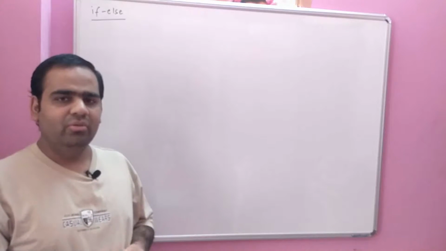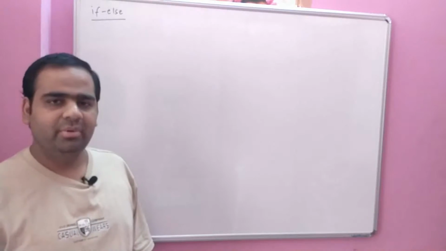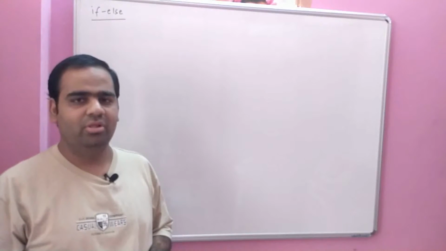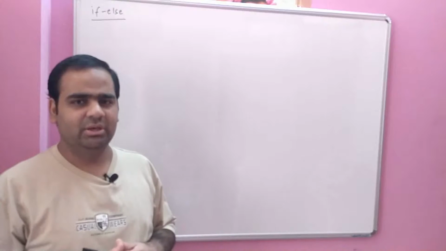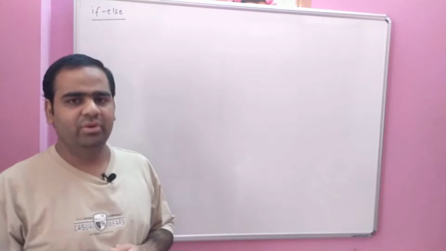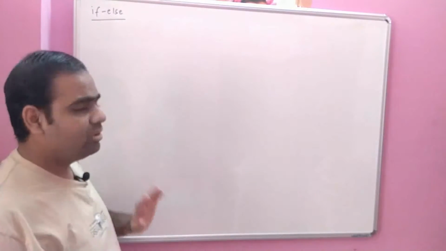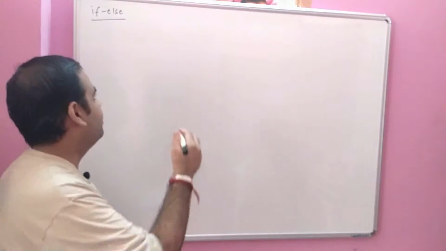Now, we want to do a certain set of statements if the condition is true and another set of statements if the condition is false. That is a two-way selection. And whenever we have a two-way selection, we take the help of if-else. Let us look at the syntax of if-else.